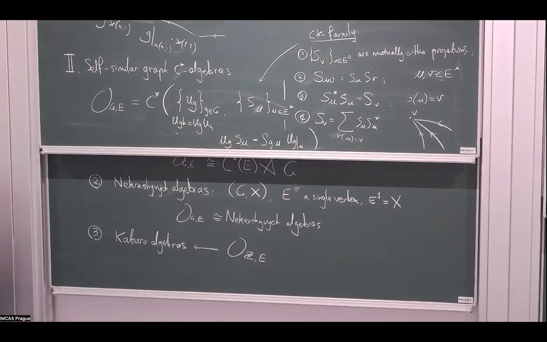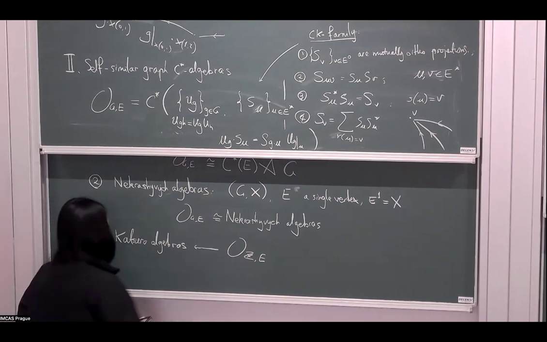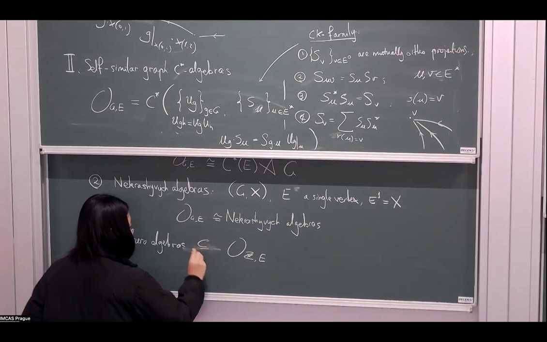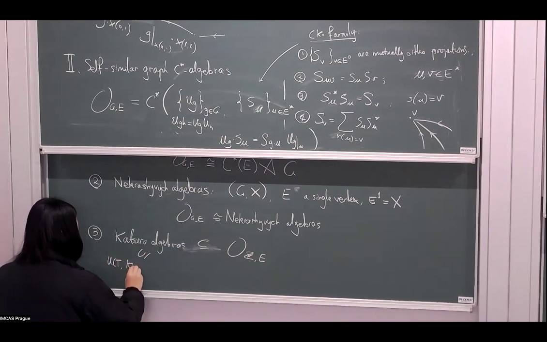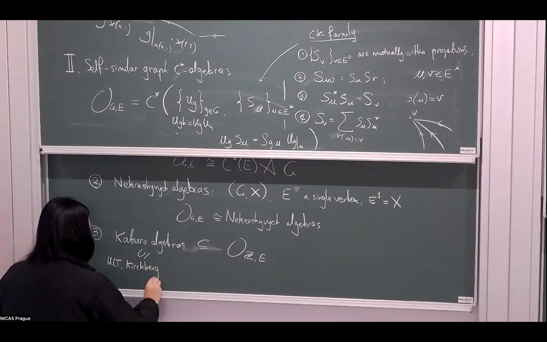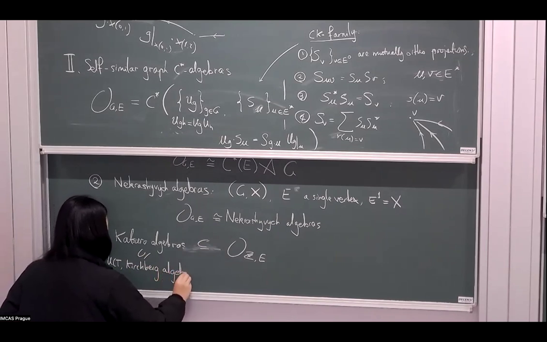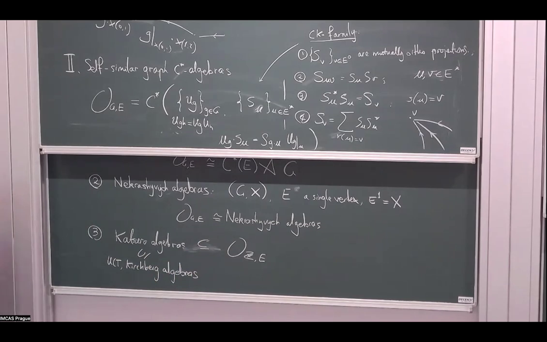And maybe it's worth mentioning that this class of Katsura algebras is extremely broad, that these classes are contained here, and it already covers all UCT Kirchberg algebras. So these are simple, separable, unital, nuclear C-star algebras that are purely infinite that satisfy this universal coefficient theorem that Philip also mentioned in the talk.